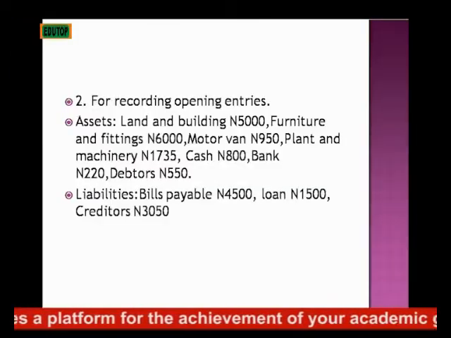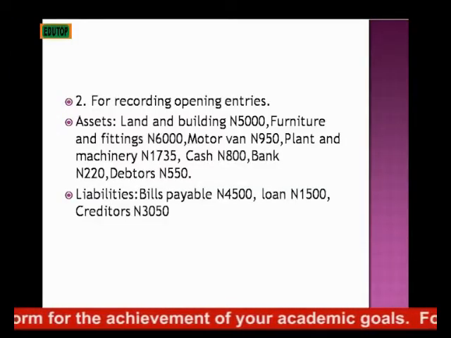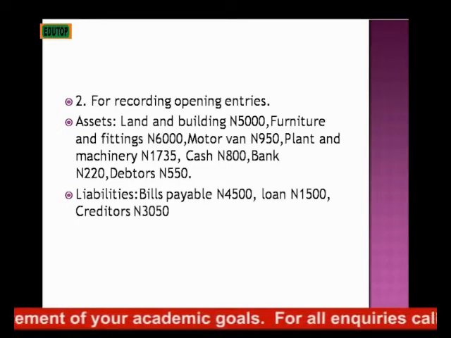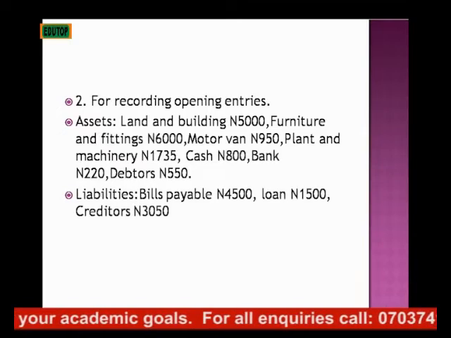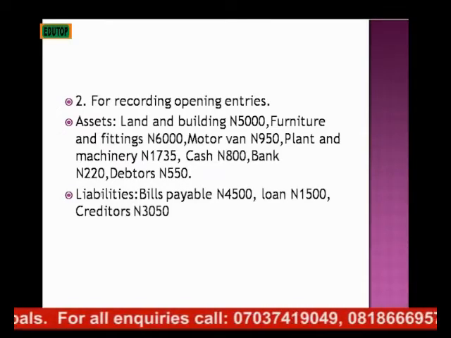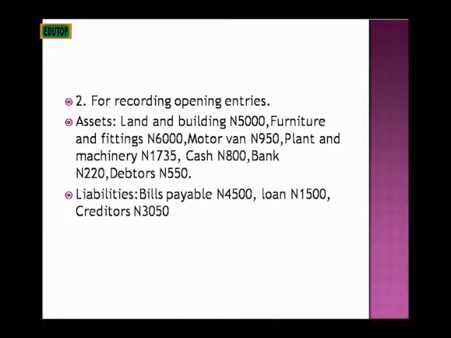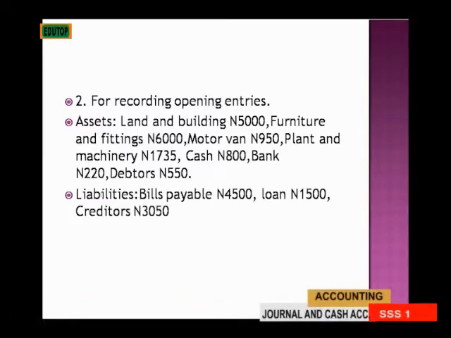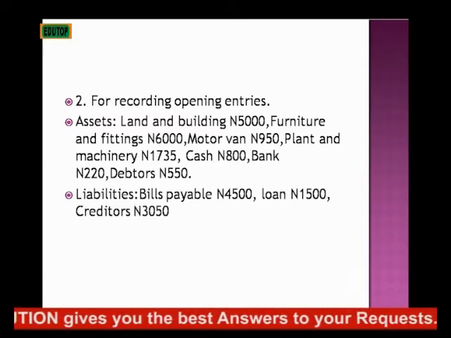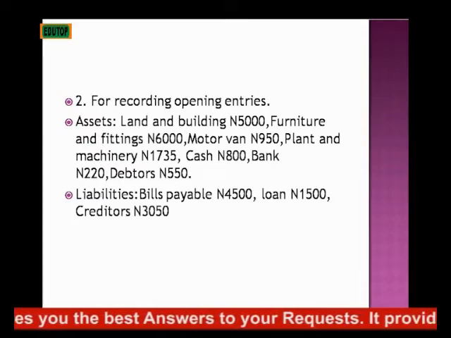The second one is for recording opening entries. We are given assets, which are land and building, 500. We have our furniture, 600. Motor van, 950. Plant and machinery, 1735. Cash, banks, debtor. And we also have our liabilities, which are payable, loans, and creditor. So how do we post these items into the journal?